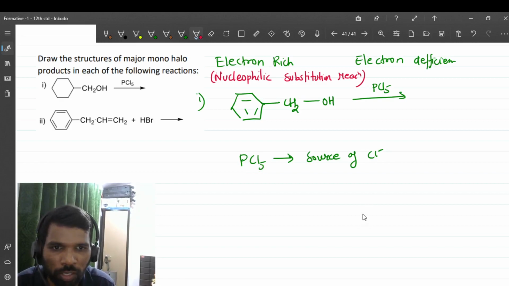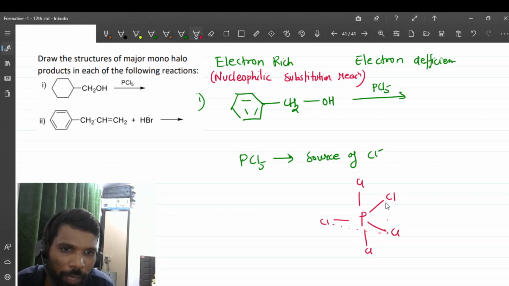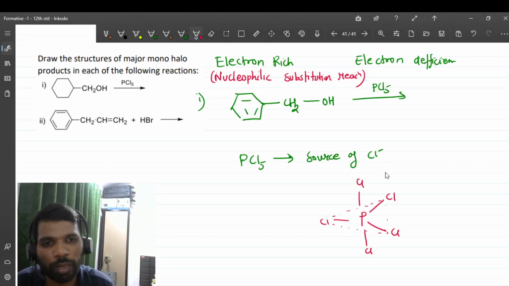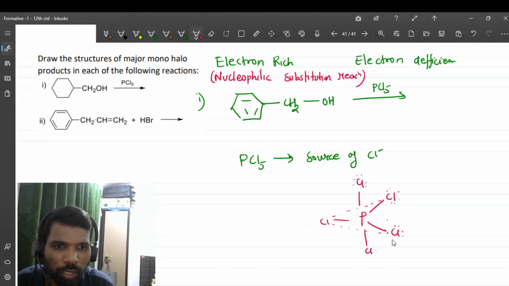PCl5 is a good source of Cl minus because there are 5 Cl groups which are very bulky. If you want to write the structure of PCl5, these are the 5 Cl: 1 Cl over here, 1 Cl over here, this is on the top, this is below. So all these 3 Cl are in plane and one above, one below, right? This bond could be broken very easily because a lot of repulsion is there. In addition to this, there is a lone pair also on this, so they will always repel.